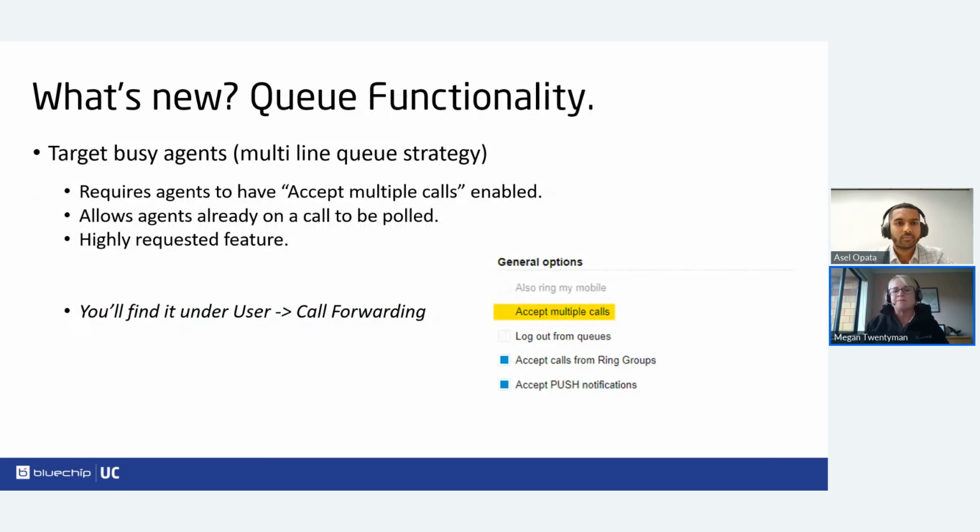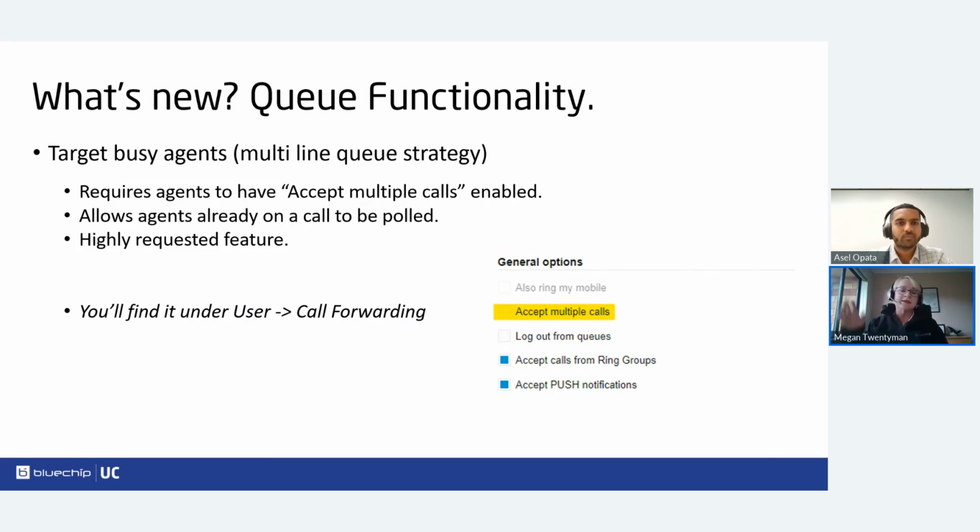Queue functionality. A lot of work has been put into the SIP engine, which in turn makes things like queues and call centers much more powerful. There's a really cool feature, and I've had a few people already ask me, why do we even want this feature? It's a highly requested feature: being able to target busy agents with a multi-line queue strategy. And people go, but why would you do that? They're already on a call.